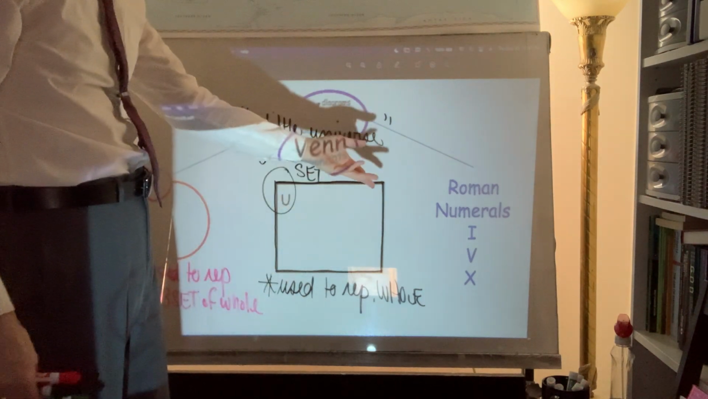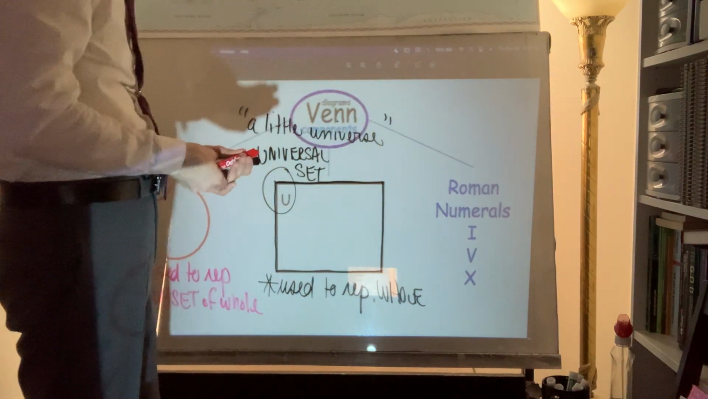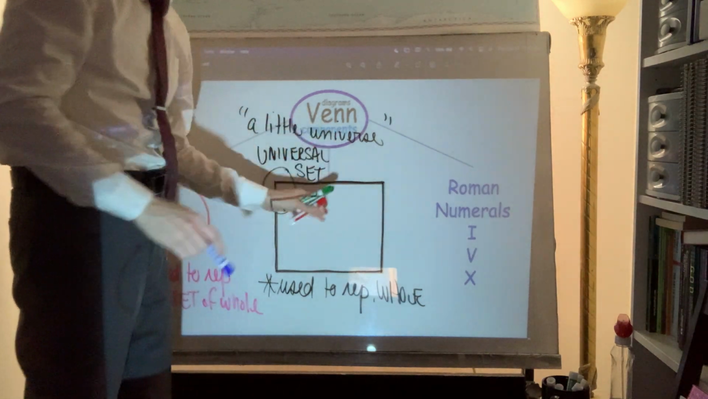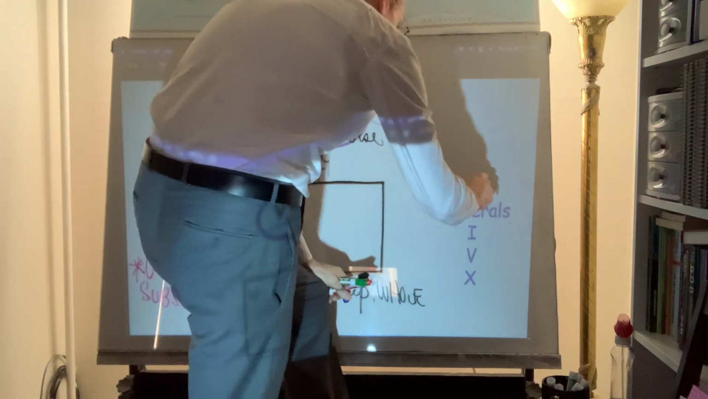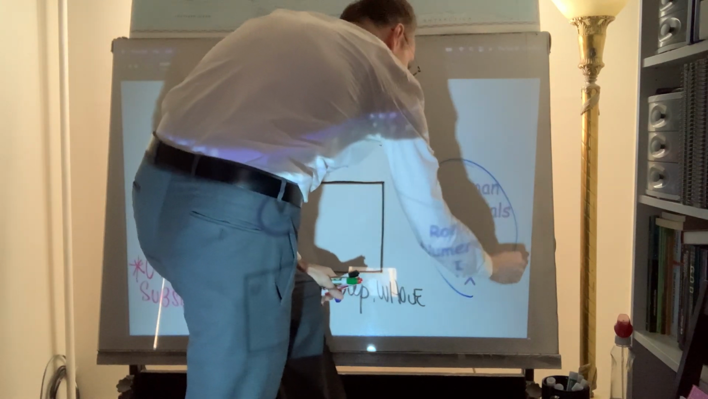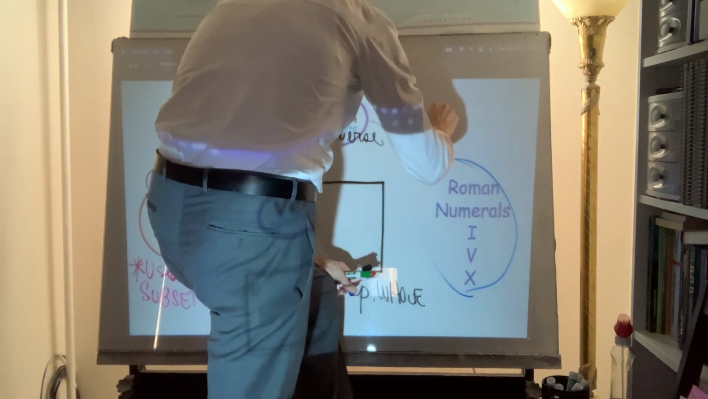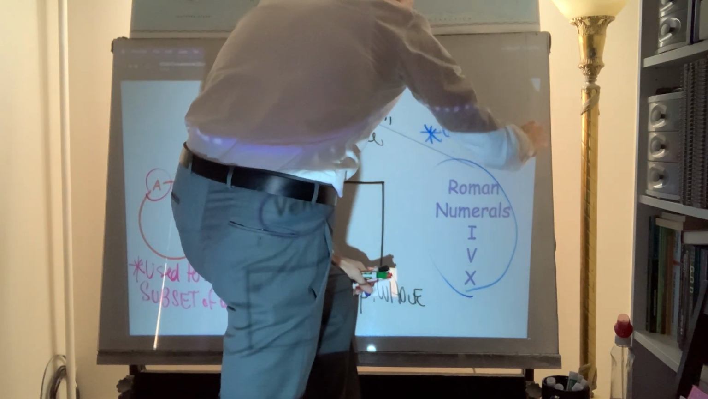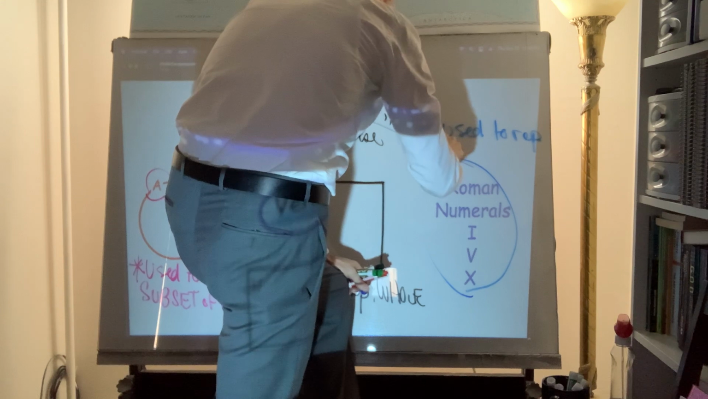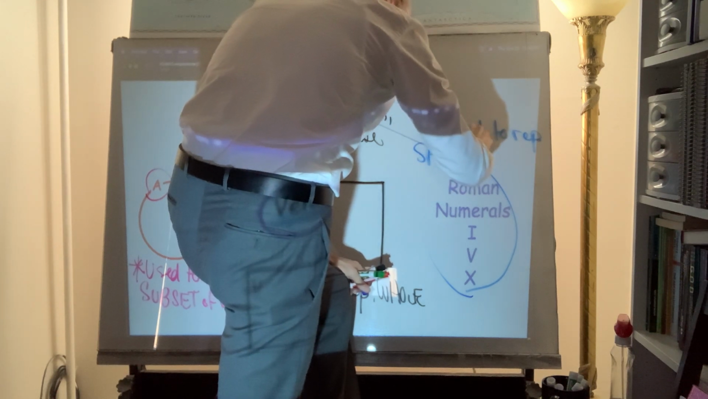Now, as for the Roman numerals, if and when you see them, because you don't always see them, these are used to represent specific areas within the diagram.